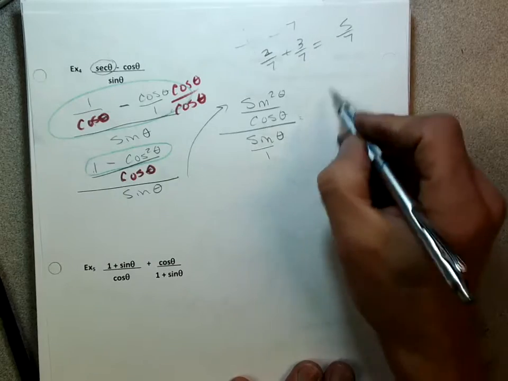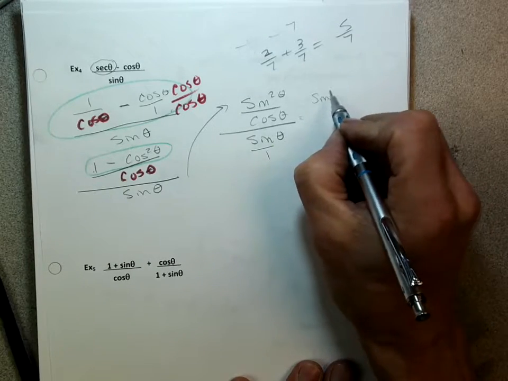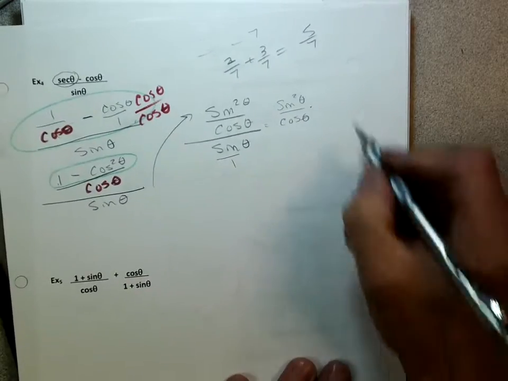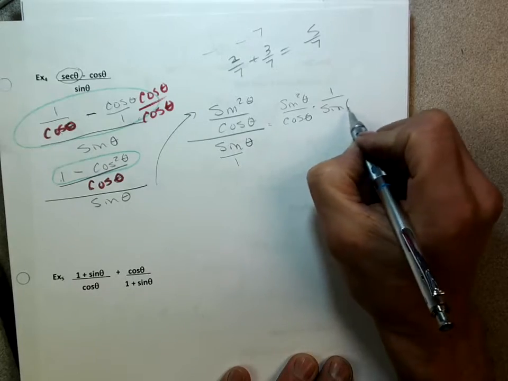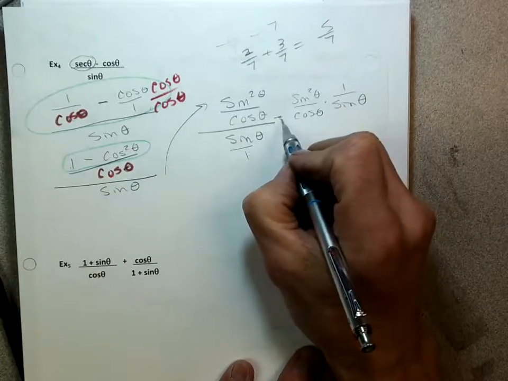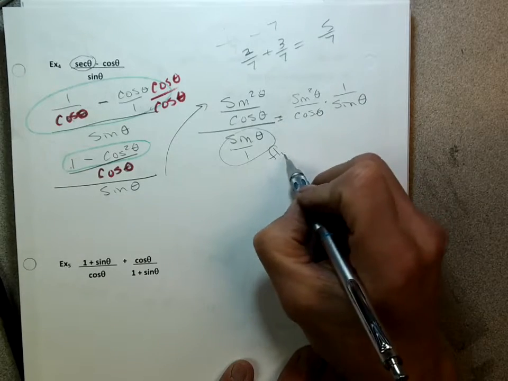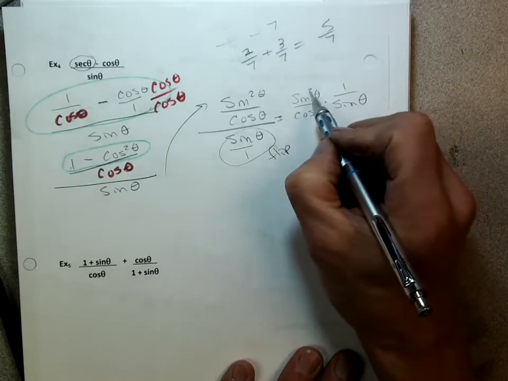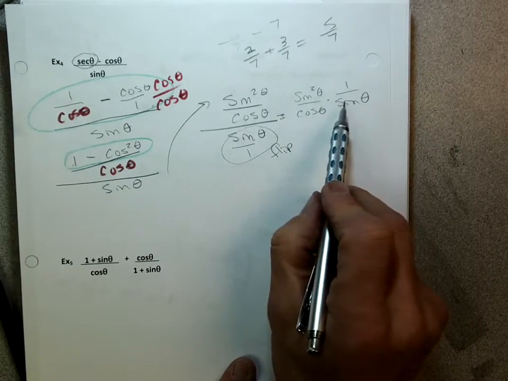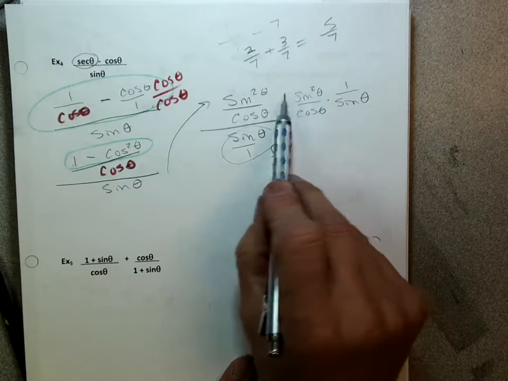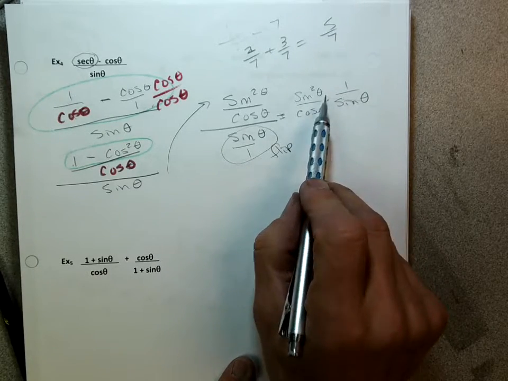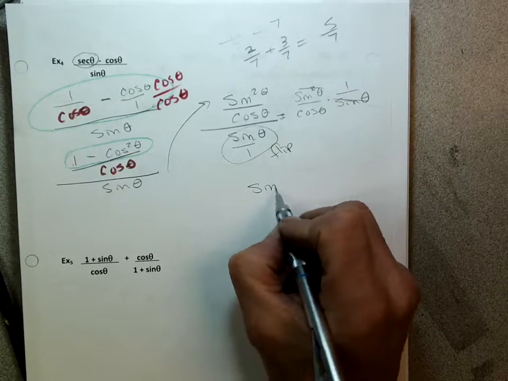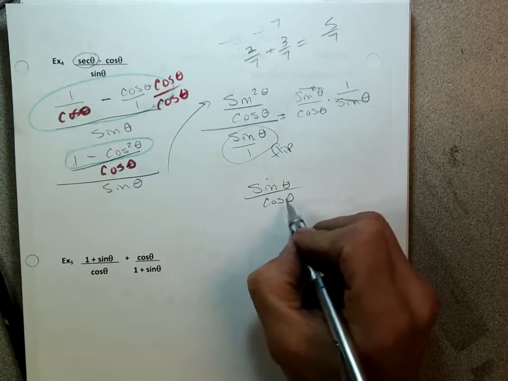So let's rewrite this as sine squared theta over cosine theta, times, we invert and multiply, 1 over sine theta. I just flipped this fraction. 6th grade math: when we do fraction divided by fraction, we invert and multiply. Now what I can see is that one of these sines will cancel one of these sines, because you've got a sine and a sine squared. We'll wind up with sine theta over cosine theta, and I think that's an identity.